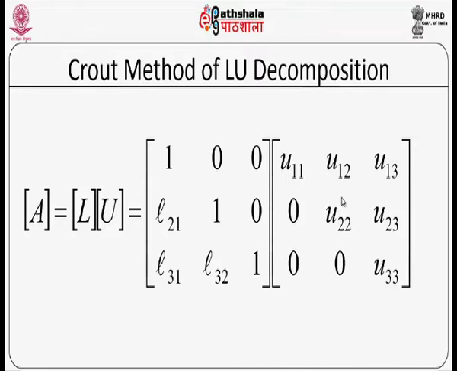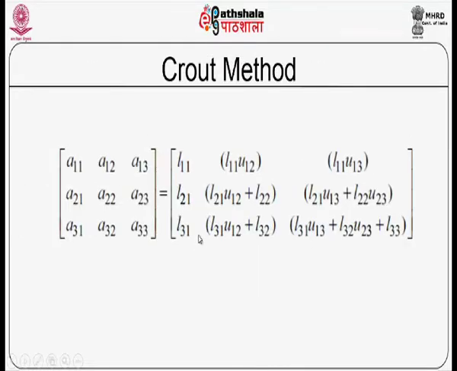Now, in Kraut's procedure, we have to find the values of these by direct substitutions. By means of that we can find them. Now you can see how these values are obtained.